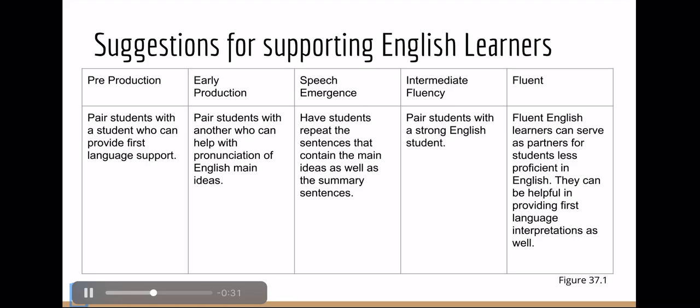pair our students wisely. We can assign our EL students to one who can provide support in the first language, another who can help with the pronunciation of the English main ideas, another who can repeat the sentences that contain the main ideas as well as the summary sentences, another who is a strong English student, and lastly, a fluent English learner, which can serve as partners for students less proficient in English. They can be helpful in providing first language interpretations as well.